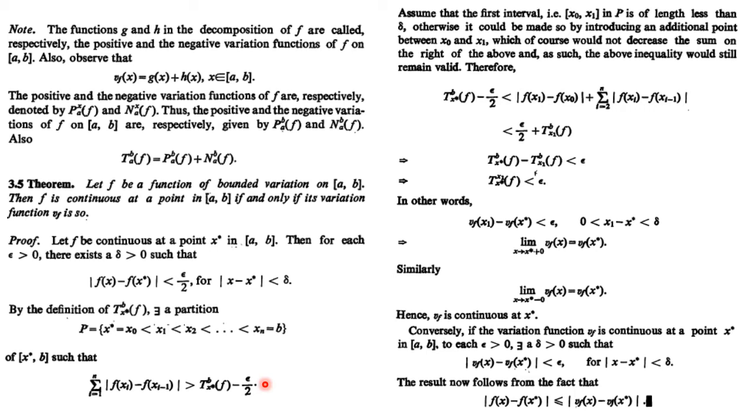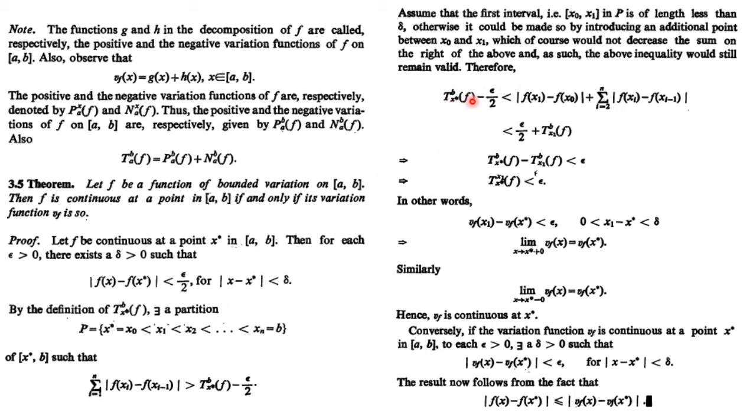Okay. Further, what do we assume? We assume that the first interval in the partition P is of length less than delta. We can easily assume this, because if it's not so, you add more points in this partition such that this length is less than delta. Okay. So now what do we get?